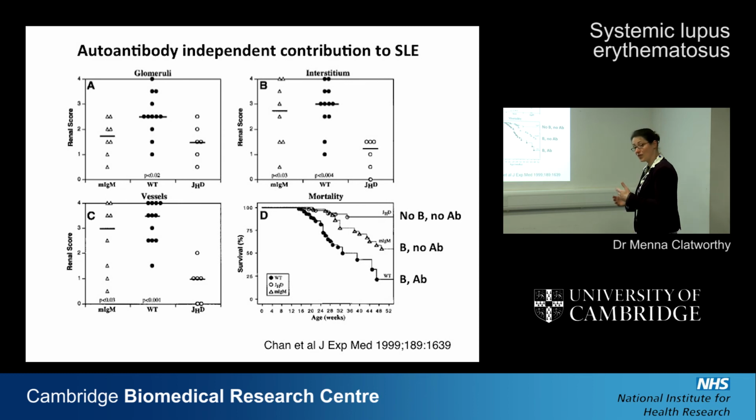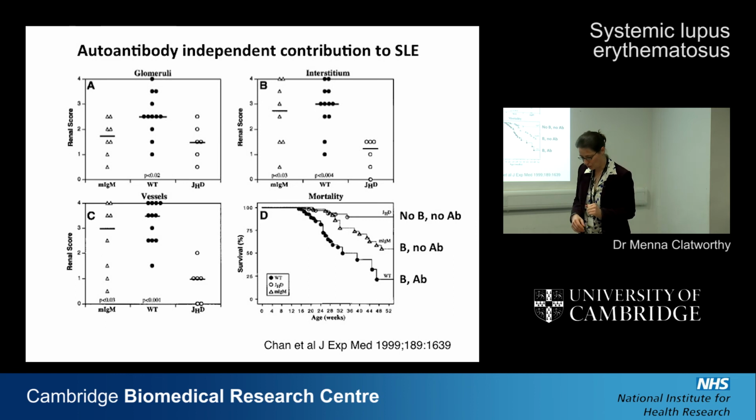And the conclusion of these experiments, making mice that were on an autoimmune-prone background but had either no B cells or no antibody, was that B cells contribute not just through antibody production, but they also contribute more generally to the breakdown of autoimmunity. And one of the key reasons for that is that they can be potent antigen presenting cells to T cells.